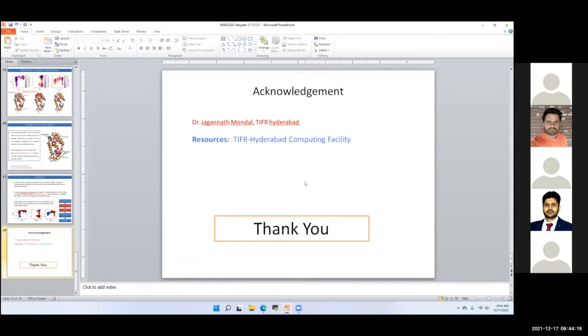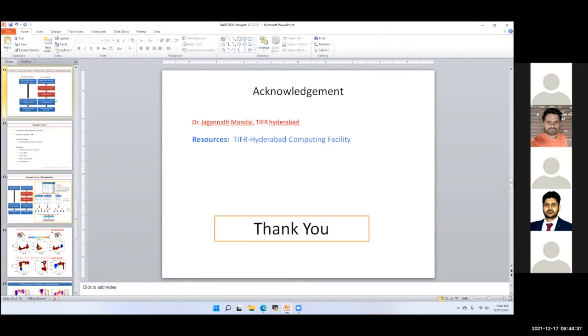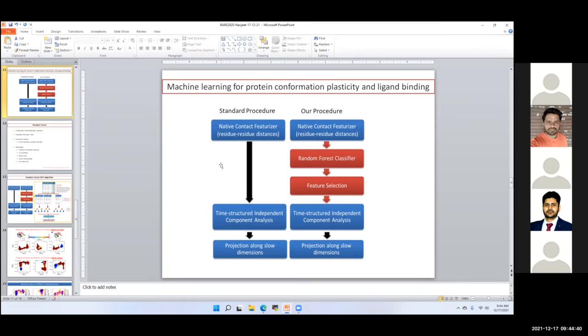So you talked about starting from these residue contacts, you do one level of filtering by using this random forest, and then you feed these things to the TICA. We have selected a subset of the residue pairs. Suppose we have n residue pairs, which include some non-relevant pairs. You remove some of the pairs which are not relevant for the binding events. For that, we are using the random forest, a supervised method, so that we select the residue pairs which are necessary for the protein conformational change and ligand binding.